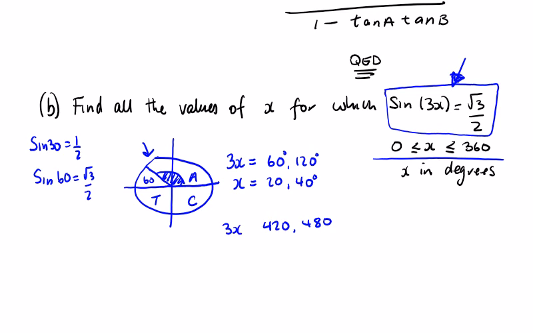This is 3x. We'll probably need a couple more. x is going to be 140, or what is it going to be, 160. If I add 360 onto both of these, or 720 onto 60, I'm going to get 780 and 840. I think that'll bring me up to my final solutions. So 780 divided by 3 is 260.